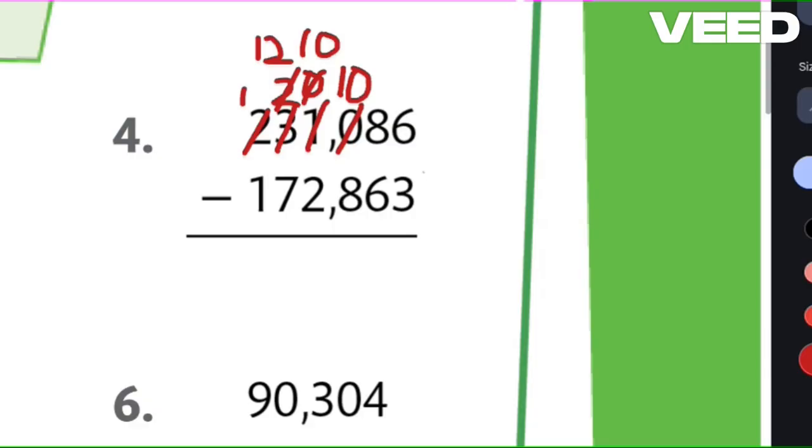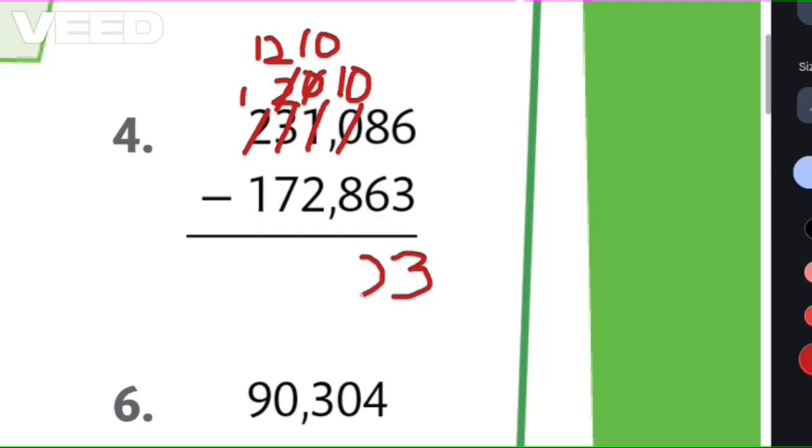6 minus 3 is what, class? 3. Very good. 8 minus 6 is what? 2. Very good. 10 minus 8, class. 10 minus 8. 2. Very good. And this 10 minus this 2? 8. Very good. 12 minus 7 is? Well done. 5. And 1 minus 1 is 0. So this is our answer for number 4. Okay? Let's practice a couple more.